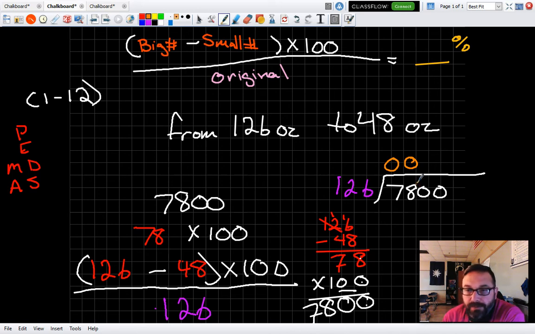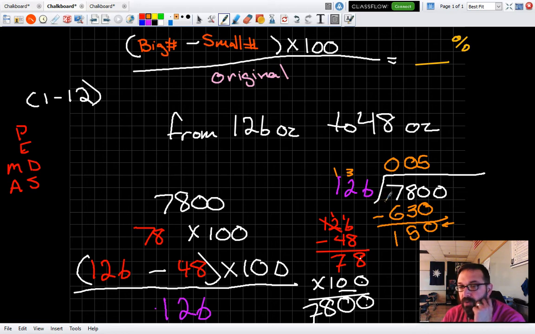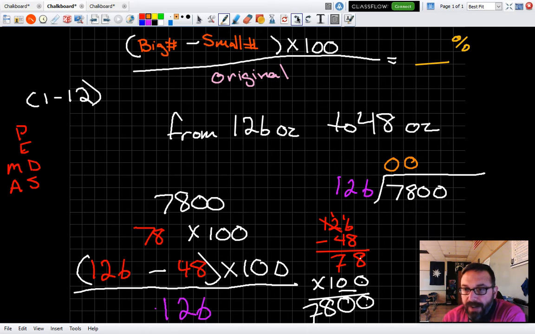How many times does 126 go into 780? I really don't know. I'm going to take a guess: 5. 5 times 6 is 30, carry my 3. 5 times 2 is 10 plus 3 would be 13. Carry the 1. 5 times 1 is 5 plus 1 is 6. Subtract. All right, look, 150 is more than 126. That means I can go up 1. So 5 was not the answer. It needs to be a 6.